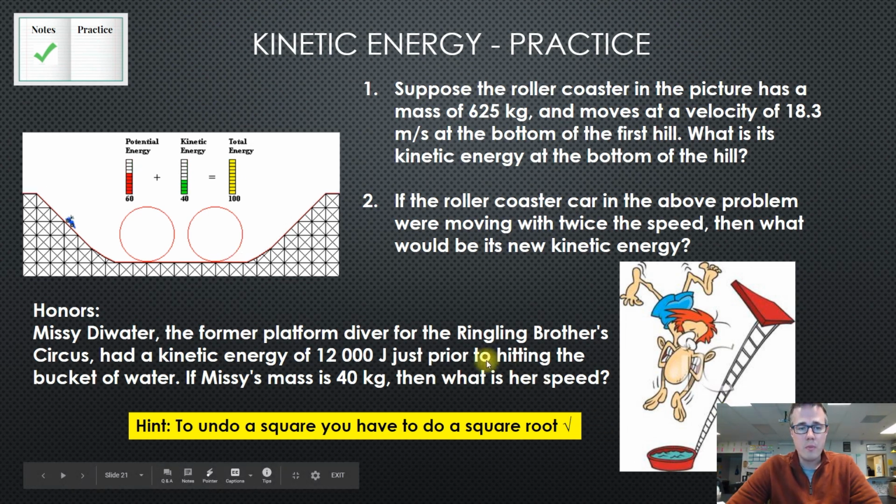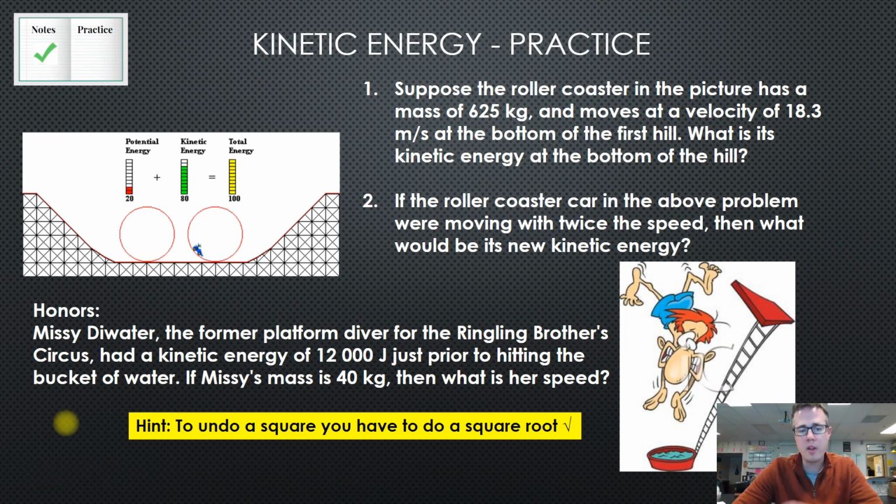For the third one, where you're doing the one about Missy to water, I've left you a hint. When you set up your equation, you're going to have a square. You're going to have a square that you have to undo. You're going to have a variable like x squared. And in order to undo a square, you have to do a square root. So pause the video and try these 3 questions over on your practice side now. Ready, go.